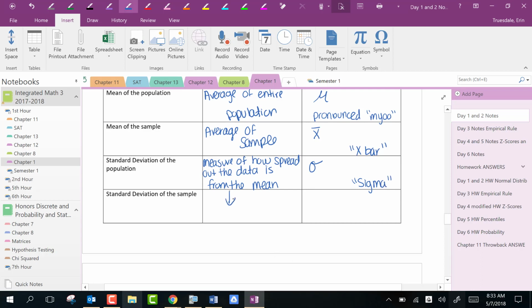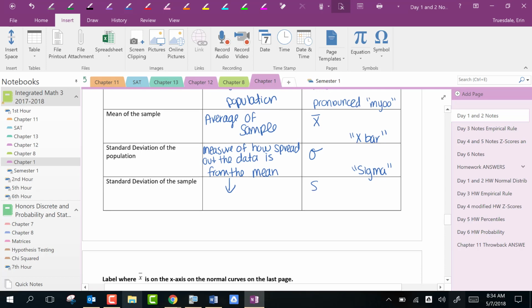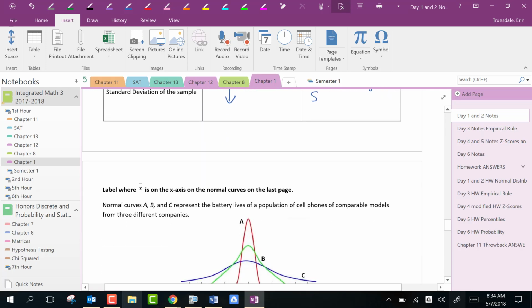Okay, and then this is the same standard deviation. You're just dealing with the sample data, and you use S. Just S, normal S. Okay, so we got mu and X bar, meaning the same thing. They both mean the mean or the average, but this is for the population, this is for the sample. And then sigma and S mean the same thing. They're both standard deviation. This is for the population, this is for the sample. Okay, questions there? Okay, flip it over.